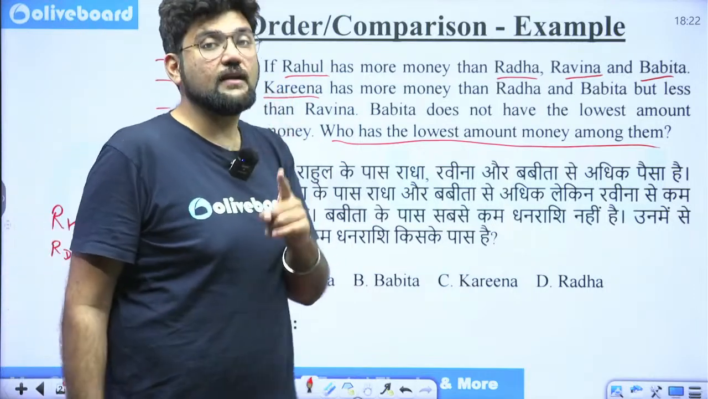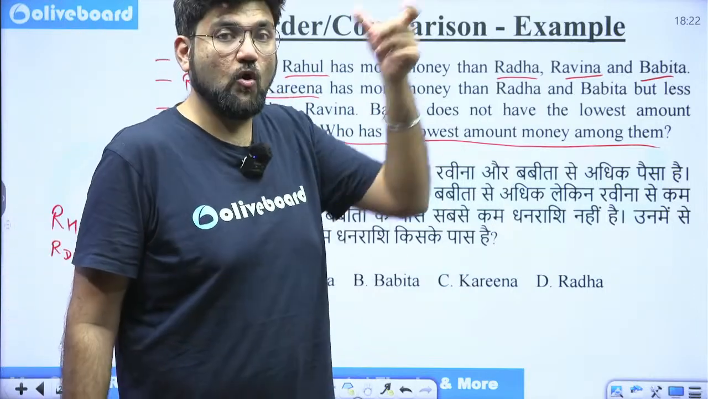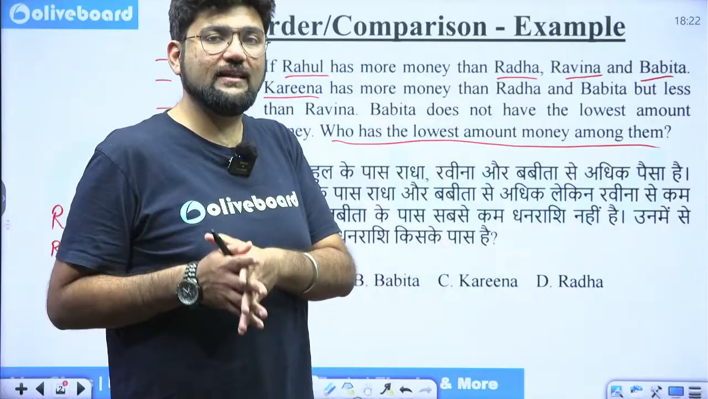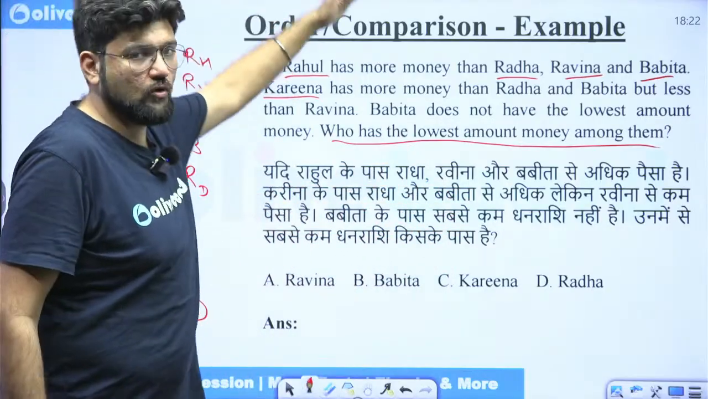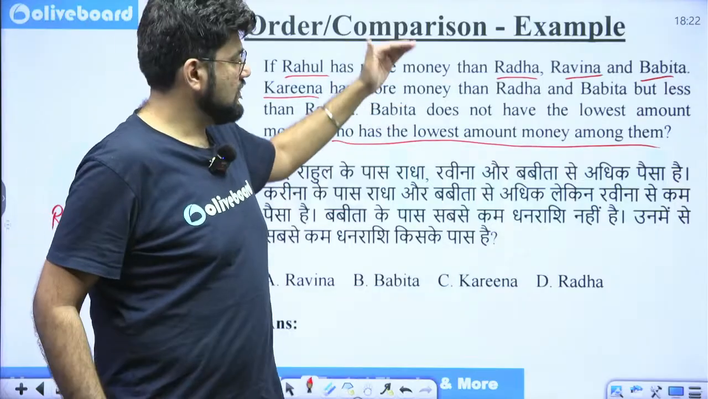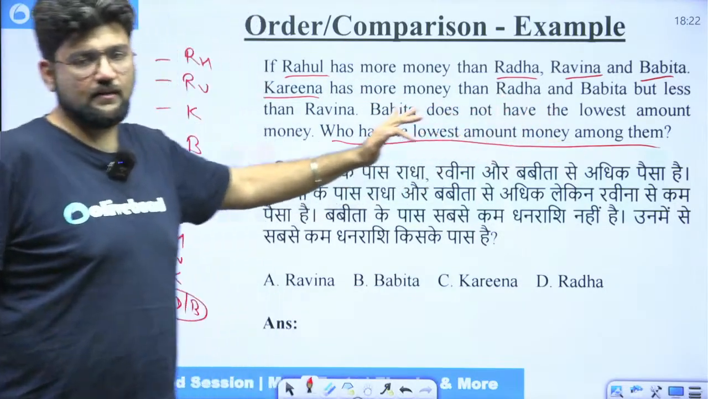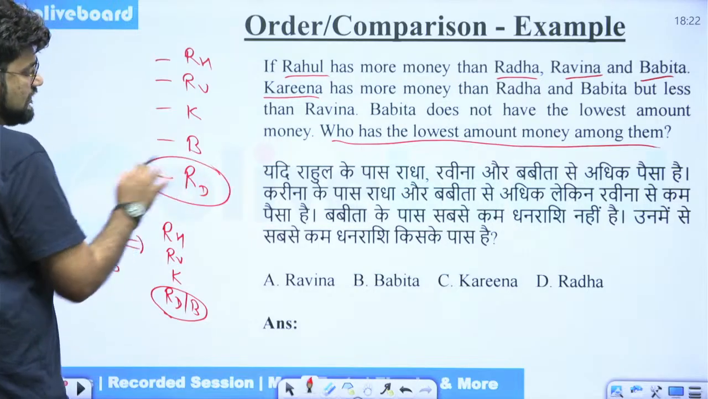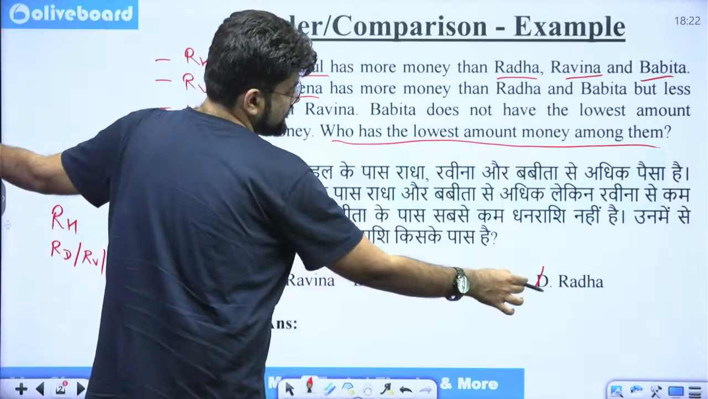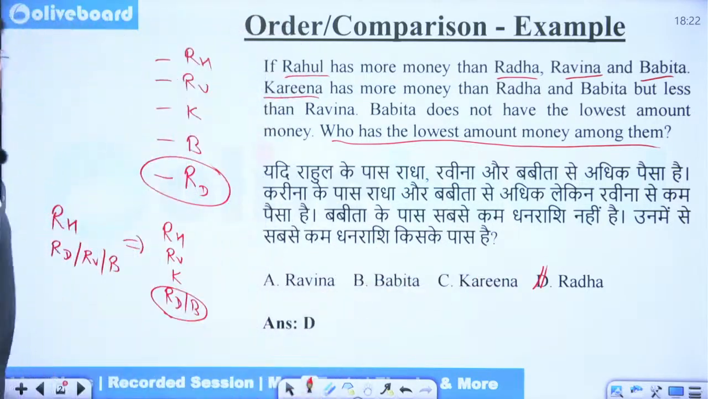So you need to be smart enough to understand where you need to draw the whole thing, where you need to only read and get. For that, please make it a habit before going through the whole thing and solving line by line. Read what they are asking you. Always make that a point. Now we know who has the lowest amount of money. It is Radha. Radha means cool, simple, easy.